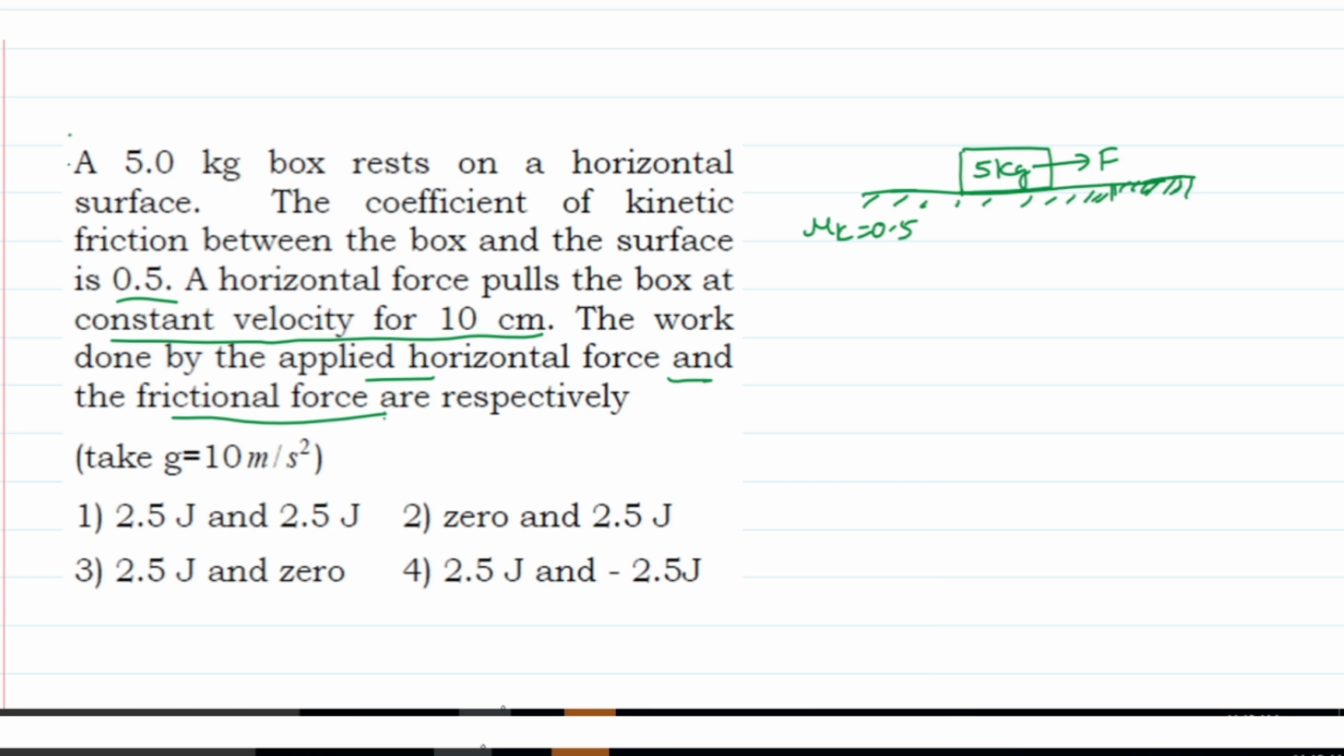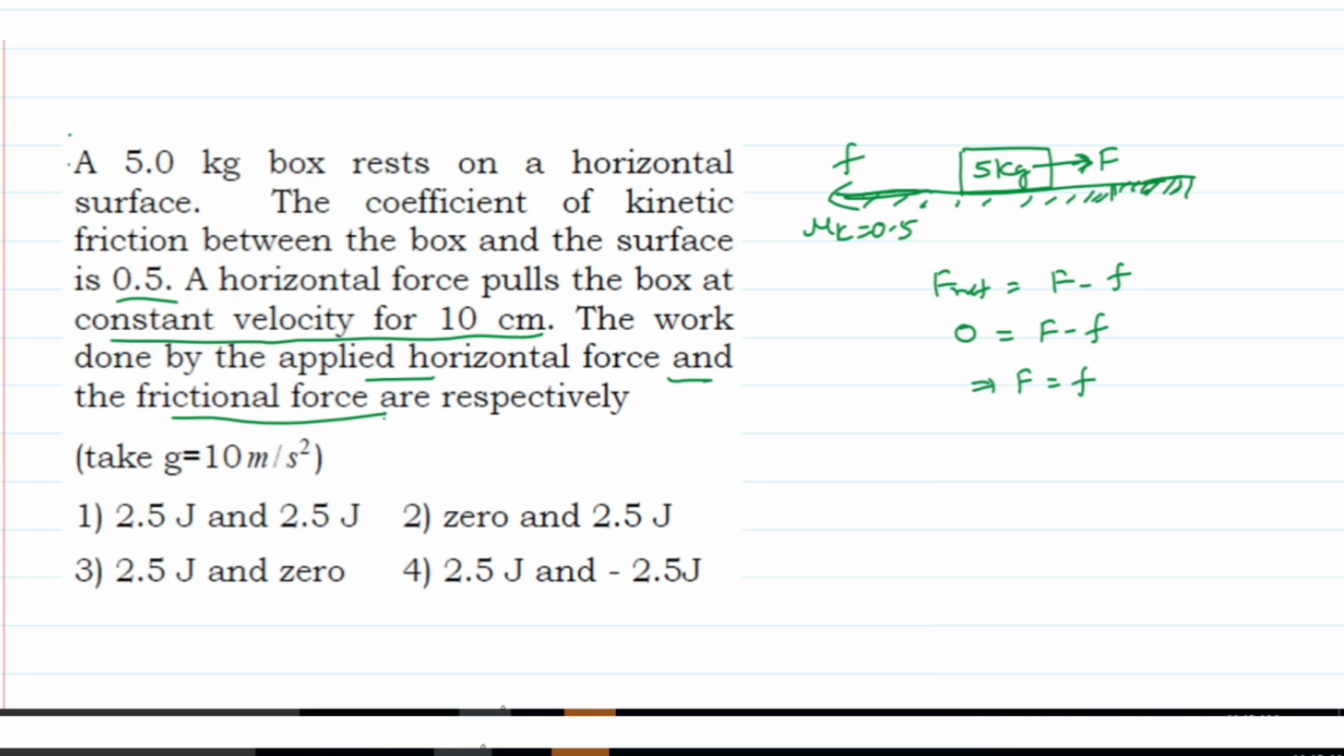First we need to calculate the net force. When you are pulling the body in this direction, a frictional force acts opposite to the direction of motion of the body. So net force is applied force minus frictional force. But the body is moving with constant velocity, meaning net acceleration is 0, so the net force is also 0. That means F minus f equals 0, so the applied force is nothing but the frictional force.